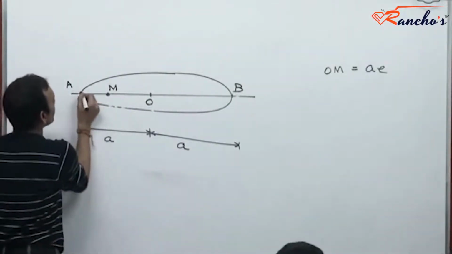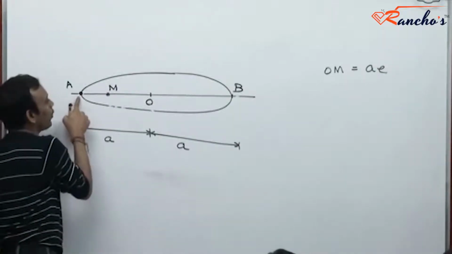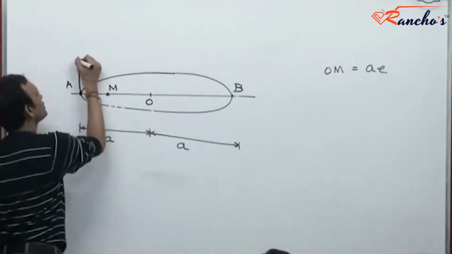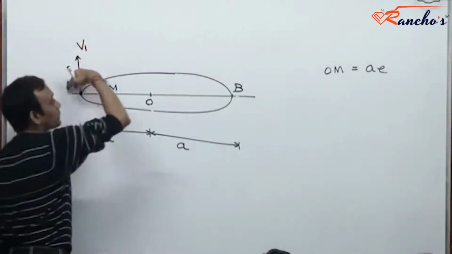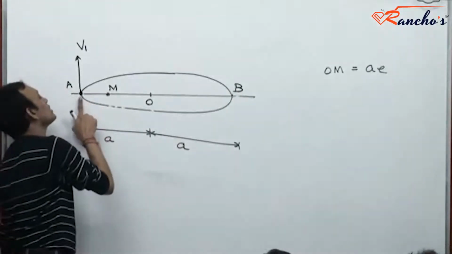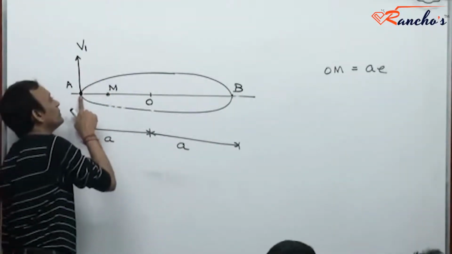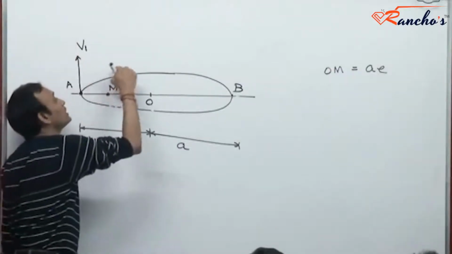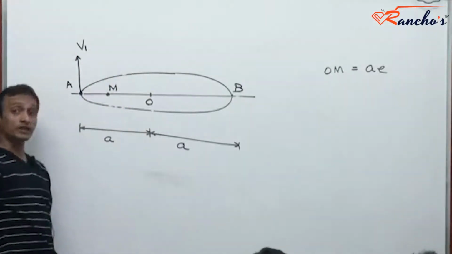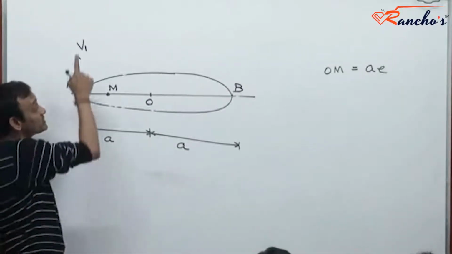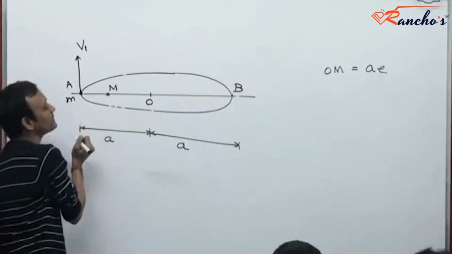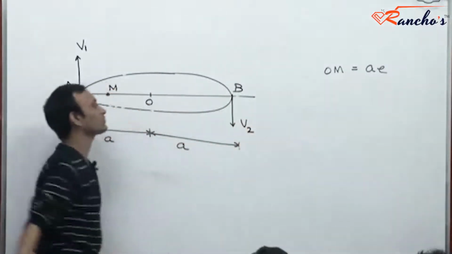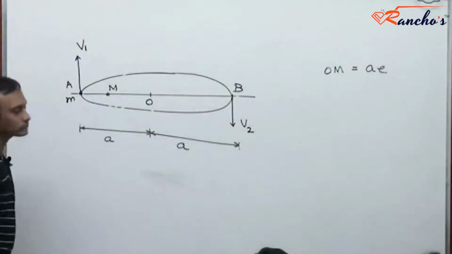Now, at the point A, which is the perigee, it will have a velocity v1, which would be perpendicular to the major axis, because perpendicular to the major axis at this point is the tangent to the ellipse. The velocity will always be along the tangent. At any given point, the tangent to the path will describe the direction of the velocity at that point. v1 is the velocity at this point for a mass small m at the perigee. At the apogee, v2 is the velocity.